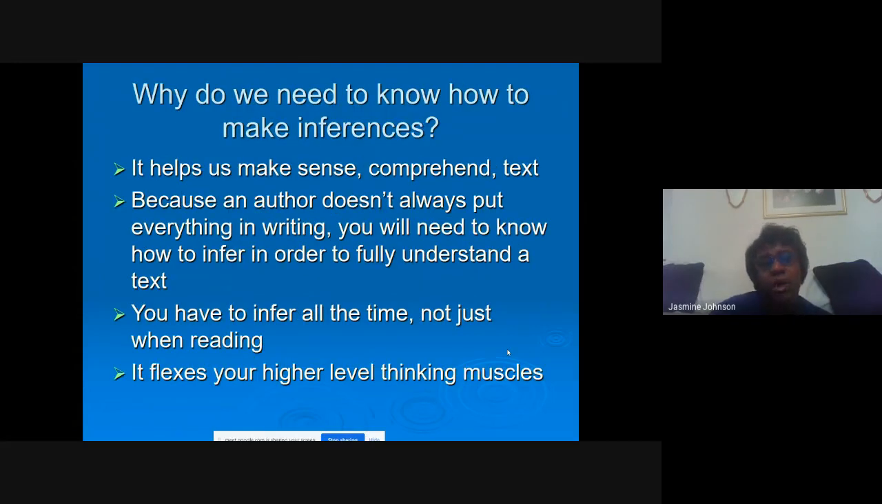Why do we need to know how to make an inference? Well, it helps us make sense. It helps us comprehend our text, because an author doesn't always put everything in writing. You need to know how to infer in order to fully understand the text.